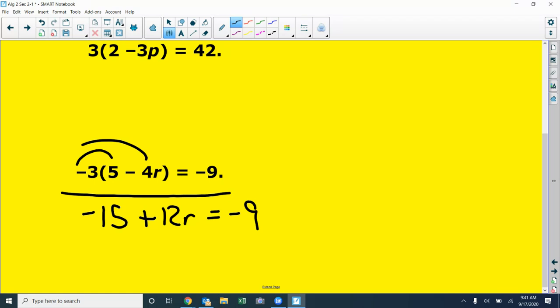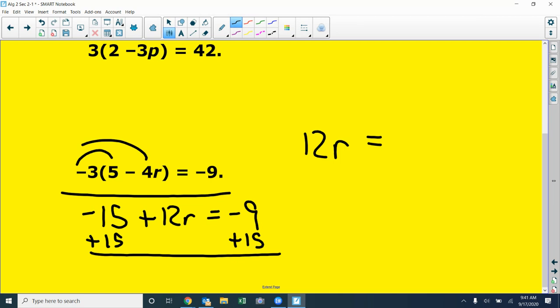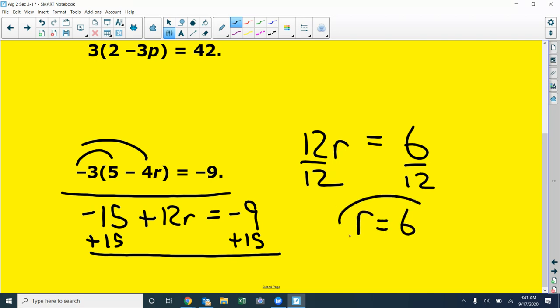All right, let's get the numbers on one side. I'm gonna add 15. And then I'm down to 12R. Looks like it's equal to 6 over there, isn't it? Positive 6. Whatever I do to one side, do to the other, I'm gonna divide by 12 now. And then down to R equals 6. Enough of that, everybody? I think we're all right. Okay? That's pretty easy stuff and should be fine.